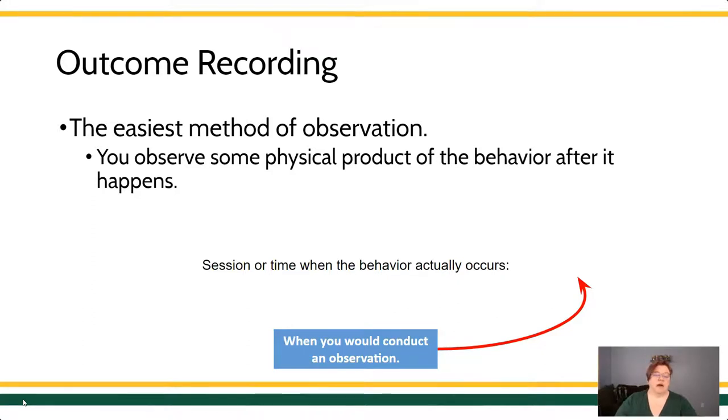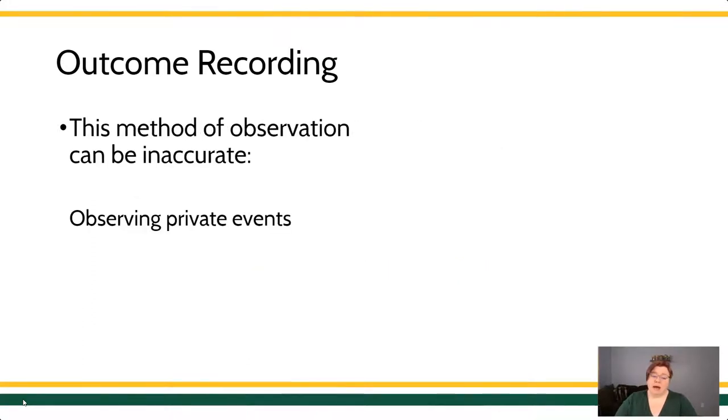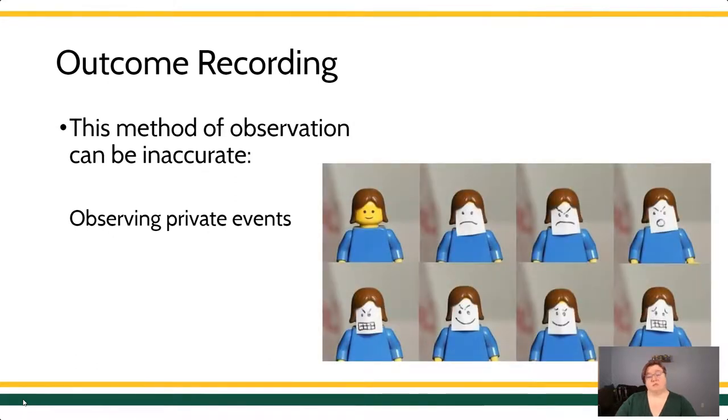For instance, we know that outcome recording can be really bad if you're trying to observe someone's private events, because for the most part, having a private event, like feeling depressed one day, doesn't leave any permanent product. You might look for other evidence, like maybe there are a lot of tissues in the trash because the person cried a lot, or maybe you're looking to see whether or not they're wearing the same clothes they did the day before. But for the most part, you can't actually see and observe that private state that the person was experiencing on that day.